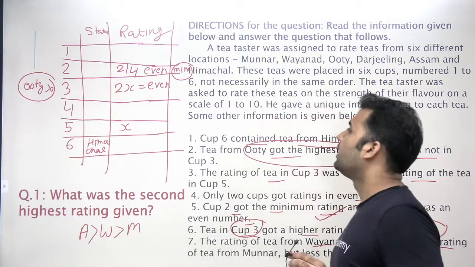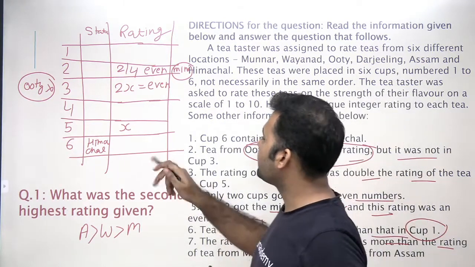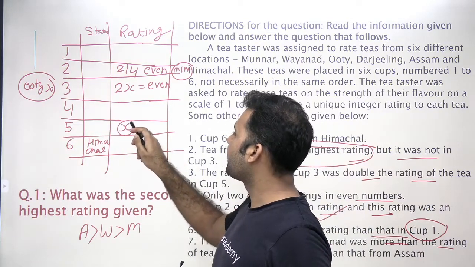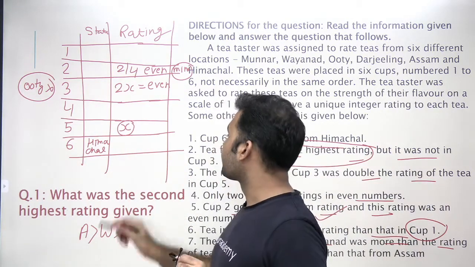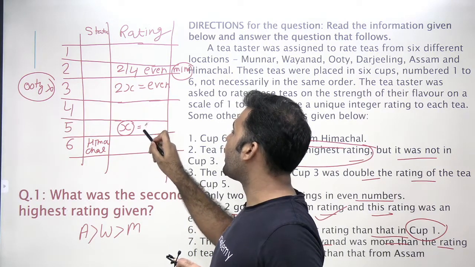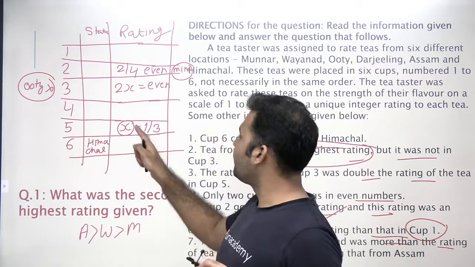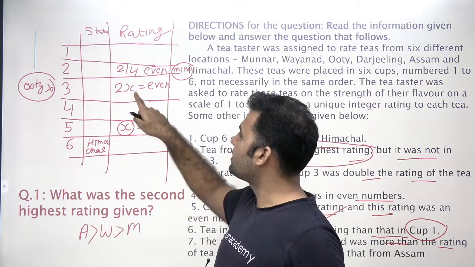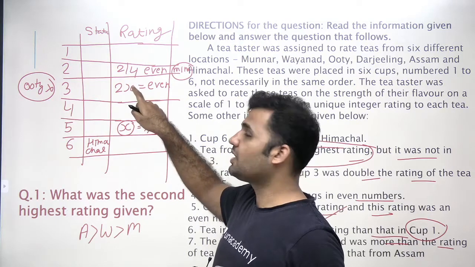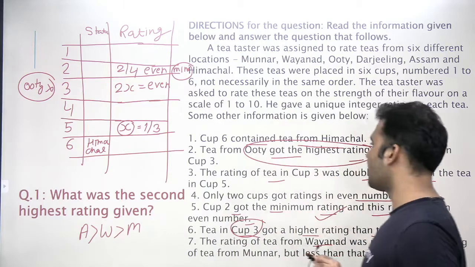Okay. Now let's start filling in the information. We know that this number is definitely not an even number. If this is not an even number, then there are two possible cases here, that this number will either be 1 or it will be 3, right? Why it can't be 5? Because if you take it as 5, then this will be 10, and if this is 10, this will be the highest rating. But it is specifically mentioned that the highest rating is not in cup number 3.